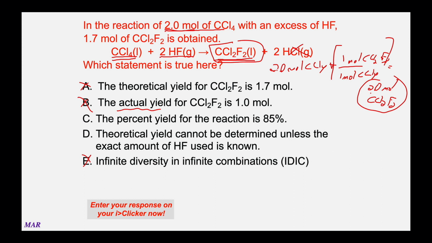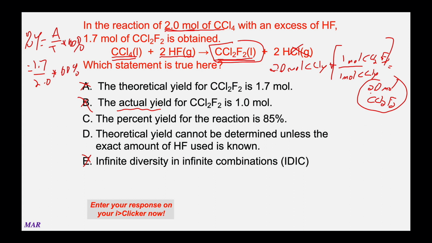Theoretical yield, percent yield is equal to the actual yield divided by the theoretical yield times 100%. It's kind of sloppy, my apologies. So in this case, we saw that the 1.7 moles is the actual yield, 2 moles is the theoretical yield, times 100%.